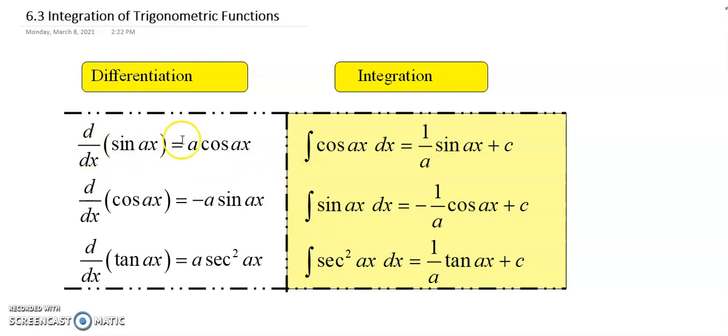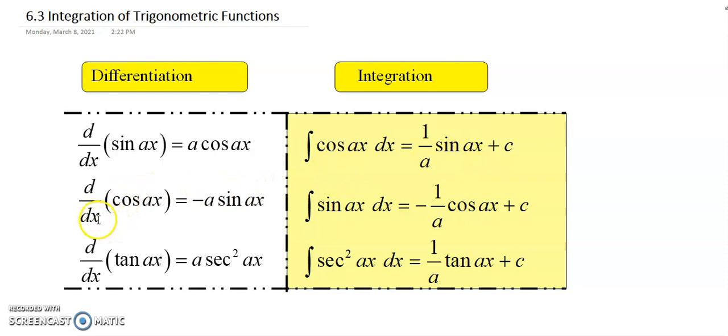When you differentiate, you multiply by the coefficient of x. When you integrate, you divide the answer by the coefficient of x. So this is the first formula that we have.